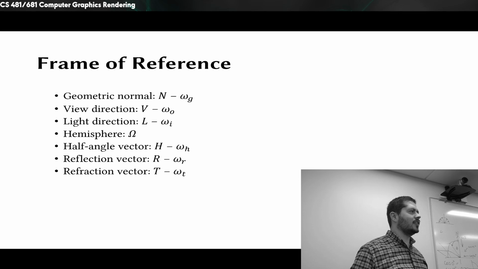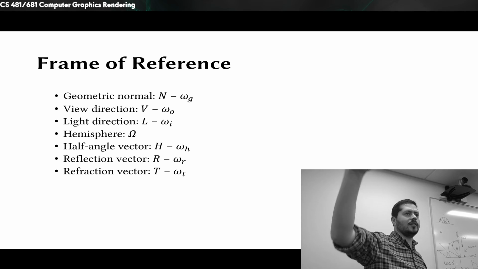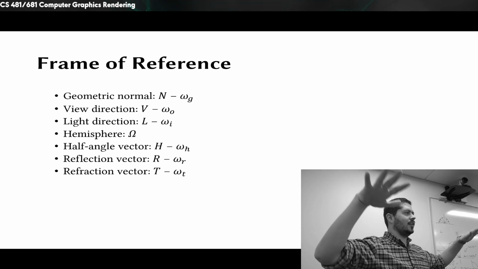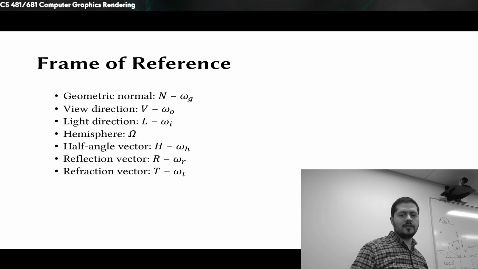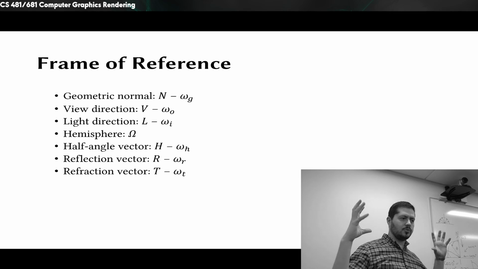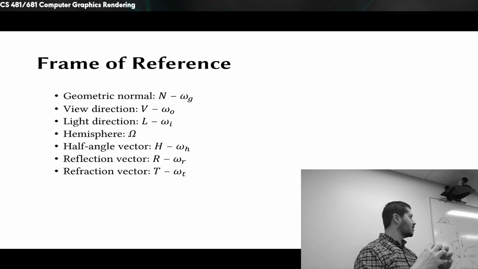Initially it can be confusing. Why are these people talking all Greek, and why are these people just talking all letters? And how do you reconcile the two? That's what I'm trying to do here in this class. I want to reconcile the two forms.